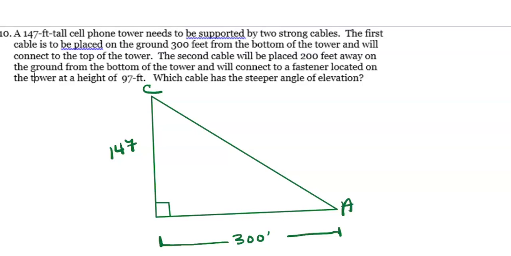Okay, so then it says also a second cable is going to be placed 200 feet away, and it's going to connect to a fastener located on the tower at a height of 97 feet. So that means that I have another little triangle kind of hanging out in here. And this, so let me write this a little bit better.